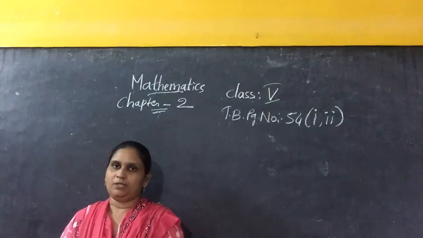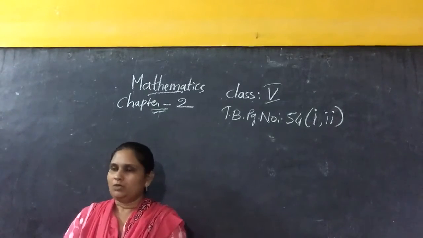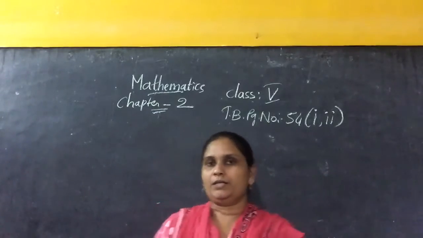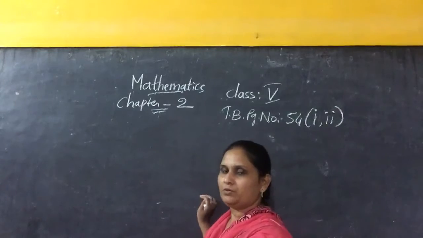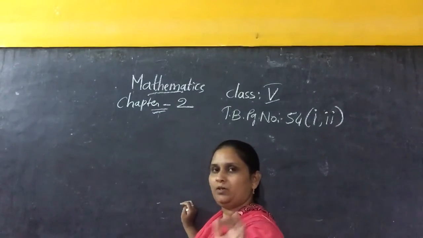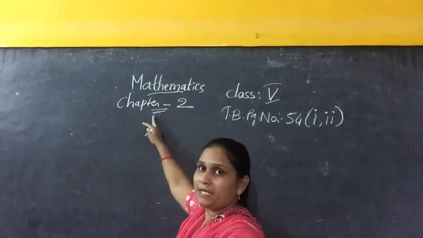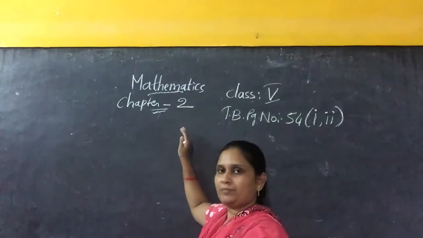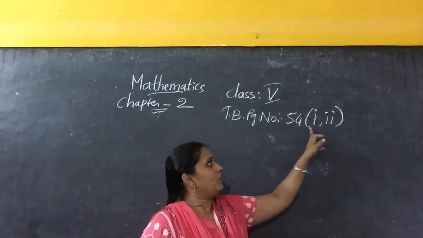Yesterday I gave you an explanation regarding the number system, and in that I explained how to write the numbers in words. From previous classes onwards I am explaining how to write numbers in words, expanded form and short form. Today, while listening to this clipping, take your homework notebooks. In homework, write today's date and keep the heading Chapter 2. After that, section 1 and 2, from textbook page number 54.